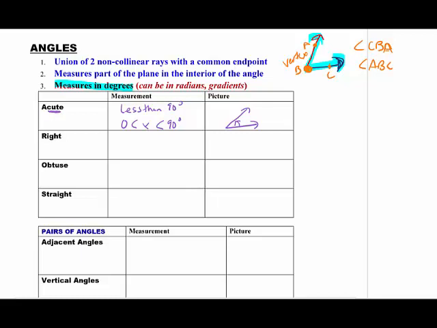My right angle is going to mean that it is equal to 90 degrees. This creates a corner. An obtuse angle is greater than 90 degrees. So my angle, let's call it x, would be greater than 90 degrees, but less than 180 degrees. So it's bigger than that corner, but not equal to 180, which would be a straight line, which is our last one here. So our straight angle equals 180 degrees. This would be a straight line.